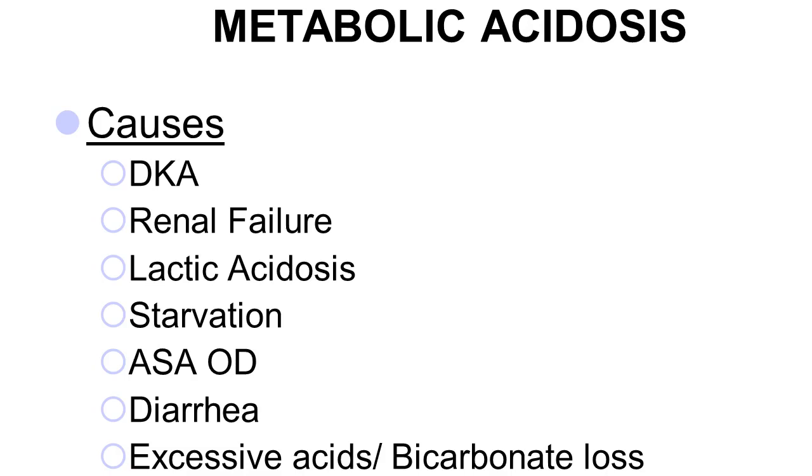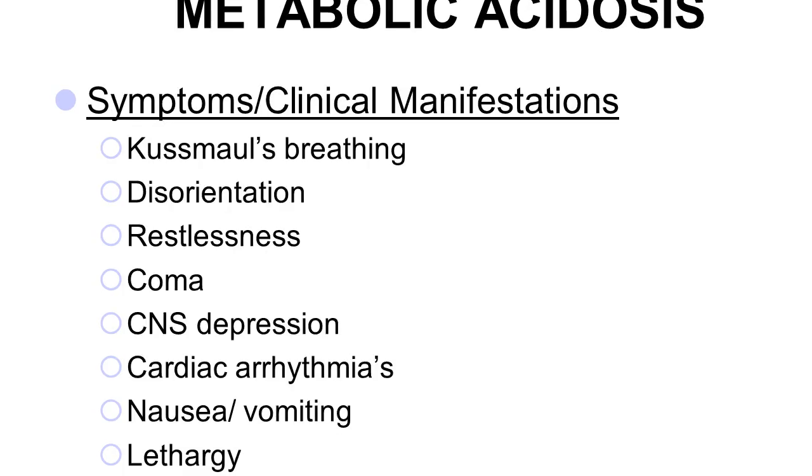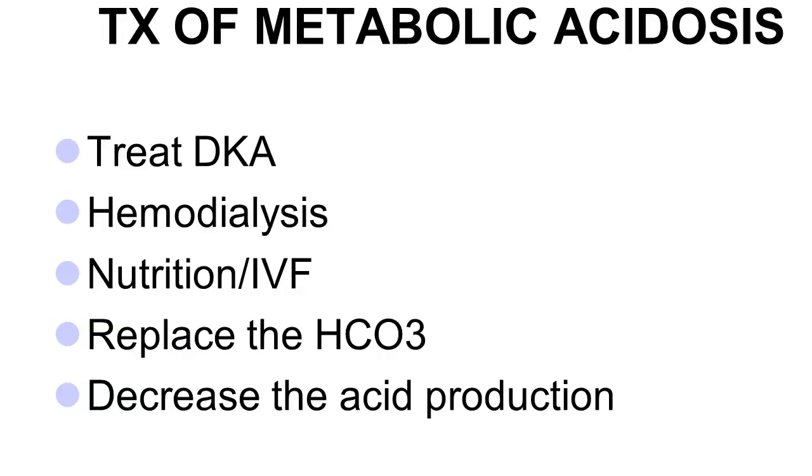The same goes for metabolic acidosis. DKA, or diabetic ketoacidosis, is probably one of the main problems we see as to why someone would become metabolically acidotic. We'll talk about that later on with diabetes, along with renal failure, lactic acidosis, starvation, aspirin overdose, diarrhea, and excessive acids. These are what your patients would definitely demonstrate. And definitely Kussmaul breathing is something we see in our diabetic patients who go into DKA. And this is how we would treat it.